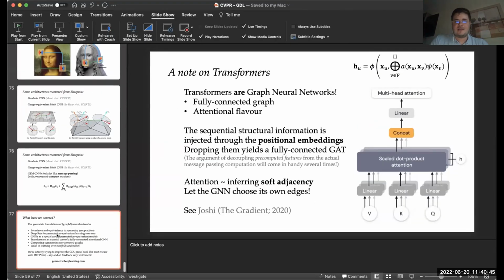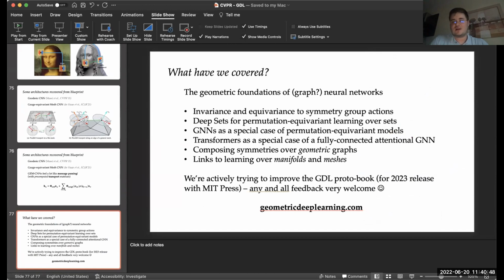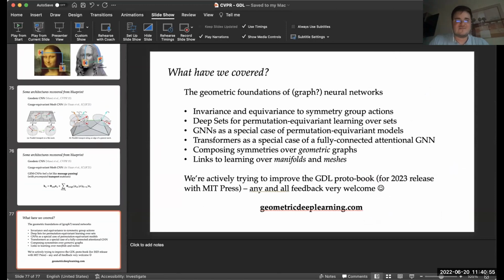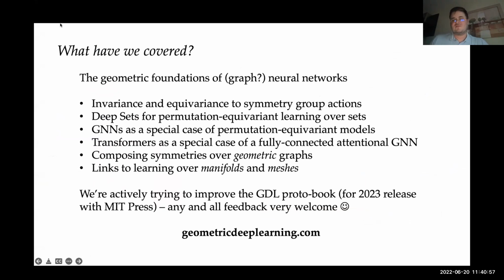And I think this is basically where I would like to stop. I had some more material planned, but it is about as much time as I think has been allocated for this. So just to briefly recap what we covered, we looked at the geometric foundations of graph neural networks, invariance and equivariance, the symmetry group actions, deep sets, graph nets as a special case for learning over graphs, transformers as a special case of fully connected attention GNNs, and parts which we didn't cover here, but you can definitely expect to find them in the book: composing symmetries over geometric graphs and learning over manifolds and meshes.